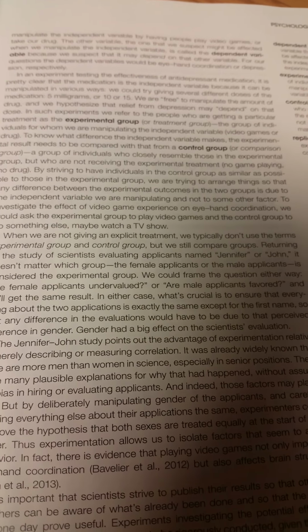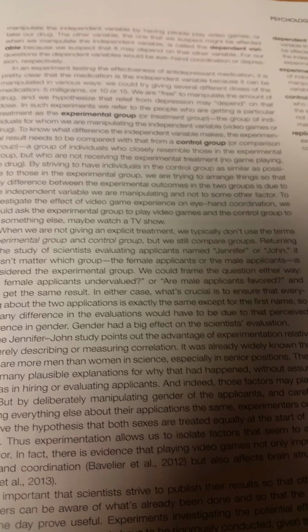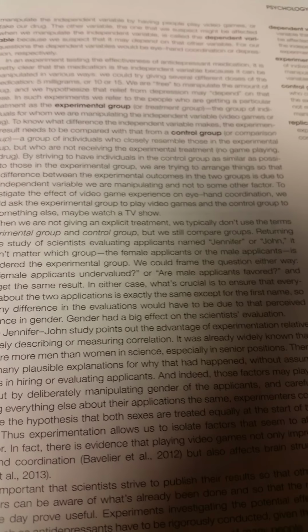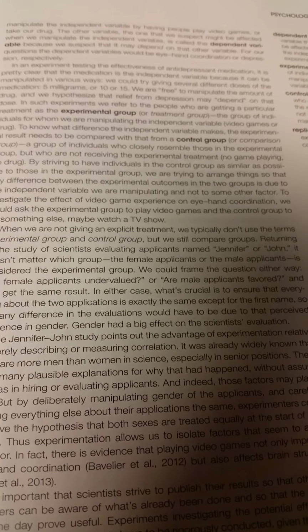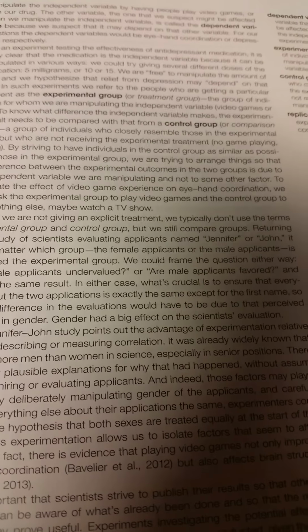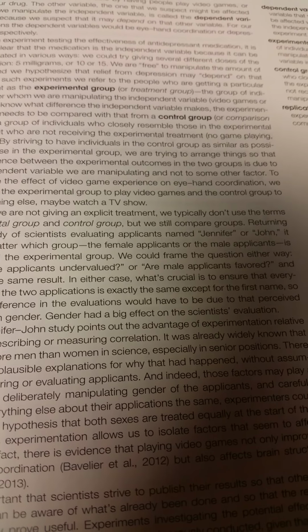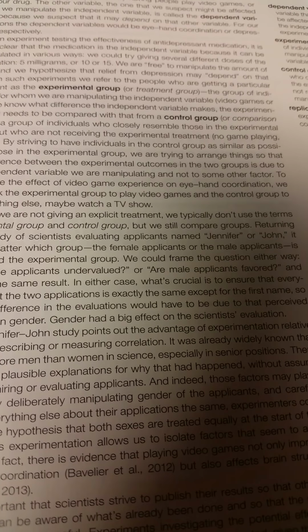There are also different types of groups in the experiment. There is the experimental group, or the treatment group, which is the group that is being manipulated, and that relates to the independent variable. There is also the control group, which is the comparison group. It is a group that is similar to the experimental group, but was not manipulated.